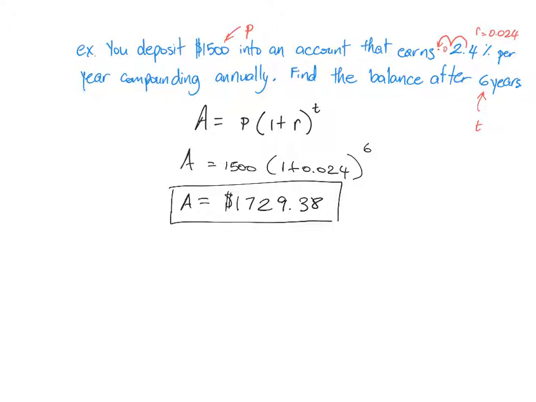Let's take it one quick step further. Let's say you were asked for the interest. What is the interest earned? You may recall that interest earned is the extra money you get. You put money into the account, and after 6 years, you have more money. How much more money do you have? If you're asked for the interest, you have to take the final value, which we call A, and subtract the initial amount. That will give us the interest earned.